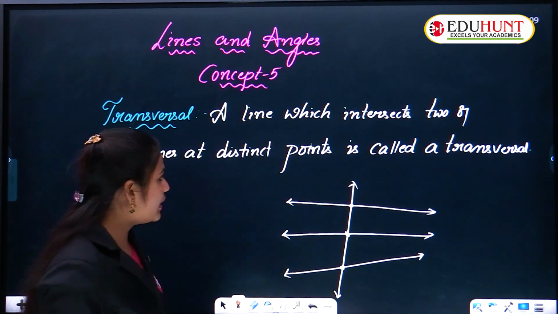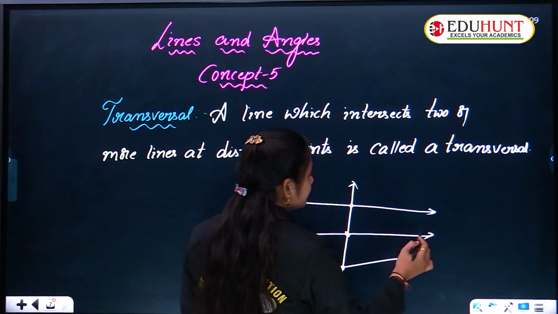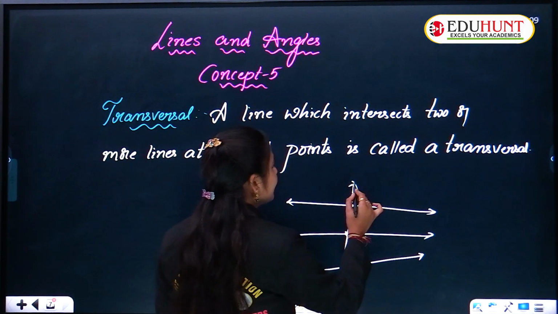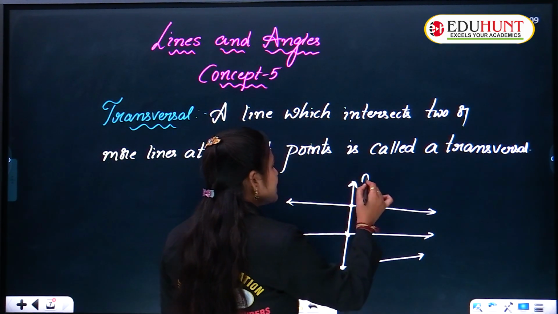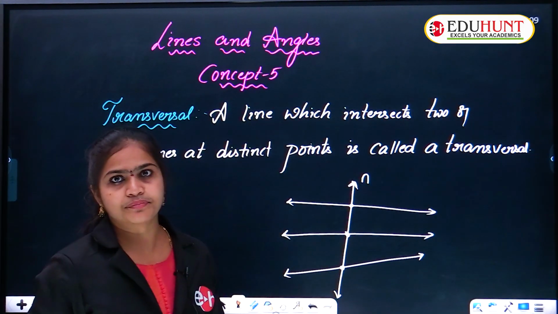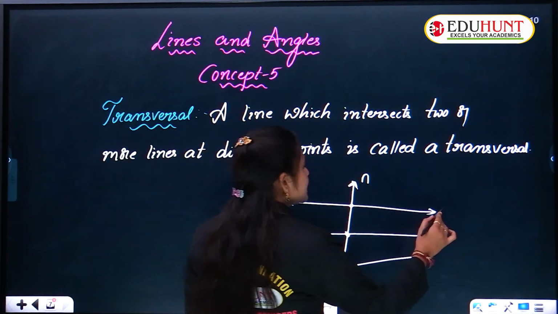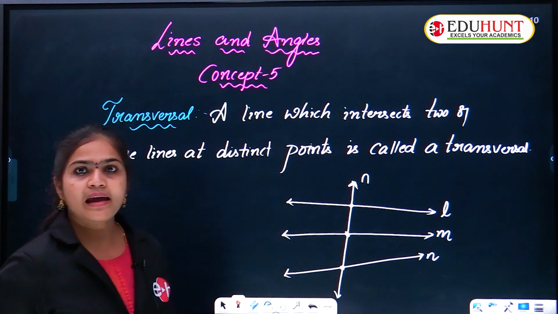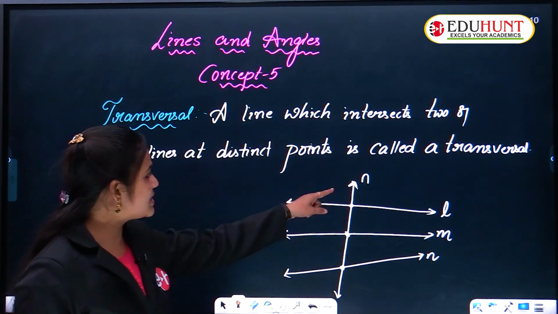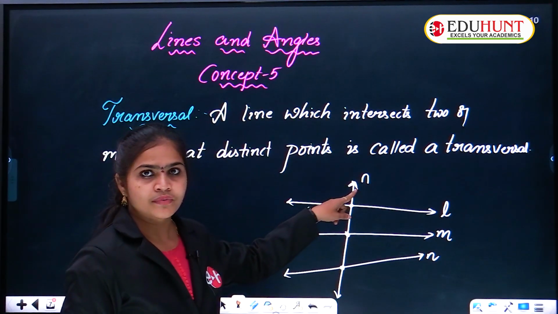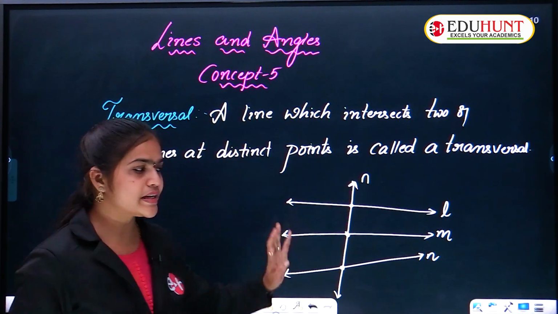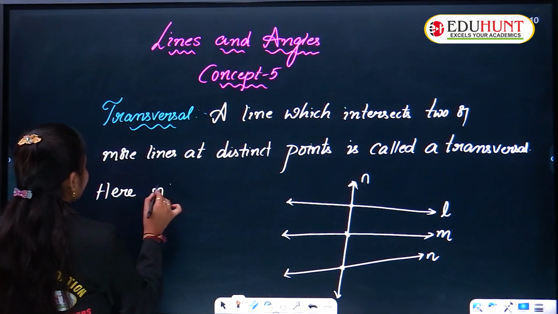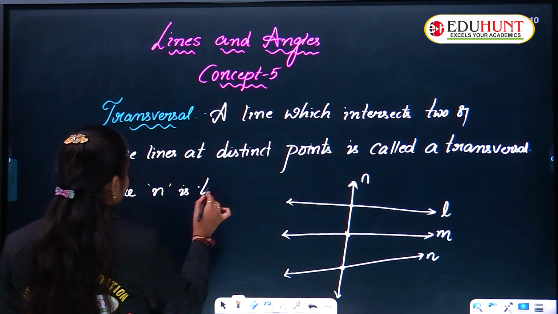Understood? Now a line which intersects two or more lines at distinct points, that line is called the transversal. Here we have L, M, N. L, M, N are the three lines. These three lines are intersected by the line N. Now here N is called a transversal. N is a transversal.